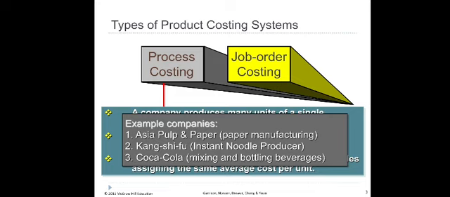Coke is the easiest to understand. See, Coke, the product is one. The product is Coke soft drink, but the company that produces the soft drink produces millions of bottles of Coke every month or every day maybe. So you can see that for Coke, the way to calculate cost per unit of Coke is to use a process costing system.